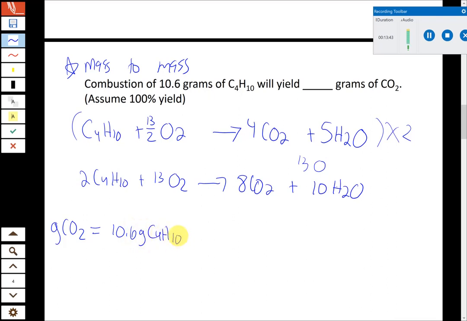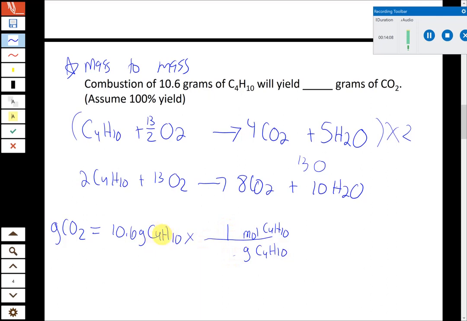In this problem, because we're starting with an amount that's not in moles, we have to do a conversion first before we can use coefficients from the balanced equation. So if we start with grams, we have to convert to moles first, so we want moles of C4H10, and then we want grams on the bottom. And so in this case, we're going to basically divide by the molar mass. So 1 mole is how many grams?